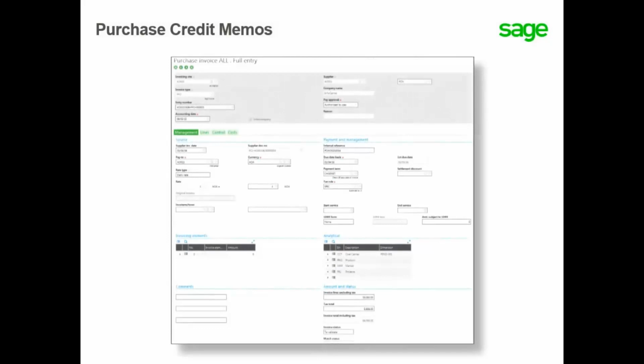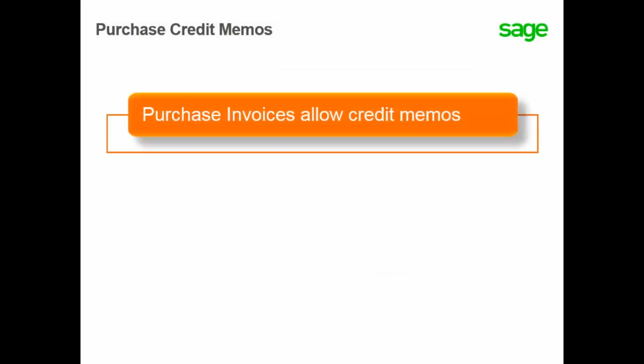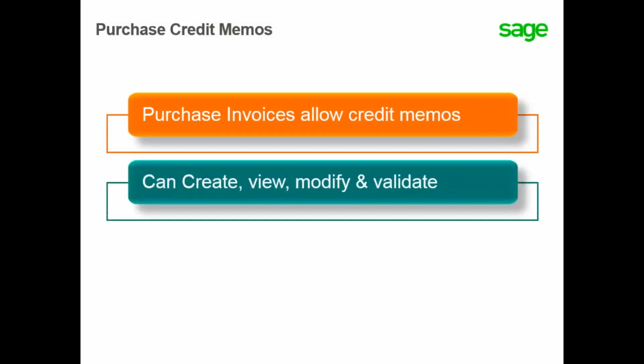In this topic, you will learn how to enter purchase credit memos. Using the purchase invoices function, you're able to record credit memos coming from the suppliers. You can create, view, modify, and validate to generate financial transactions.